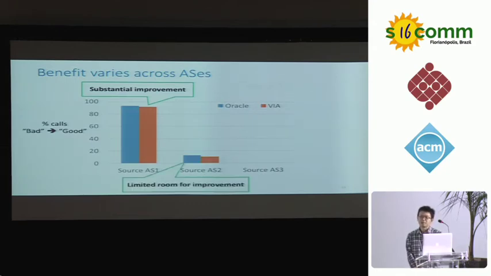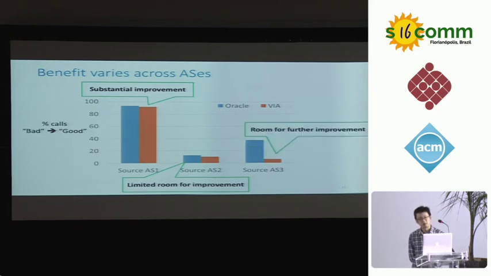However, not all ASs have the same level of improvement. For instance, the second example shows an AS where we have very limited room for improvement. So Oracle and VIA are not helping much. And we speculate that this kind of substantial difference in benefit is related to the locations of the peering between the managed overlay and the other ISPs. But we cannot confirm that with the data we have. Now, so far, we have shown that VIA can achieve most of the managed overlay's benefit, but not always.